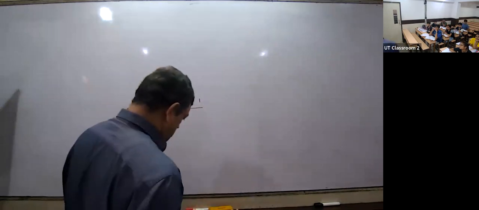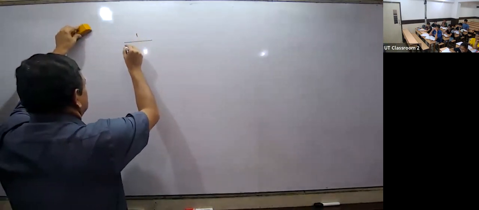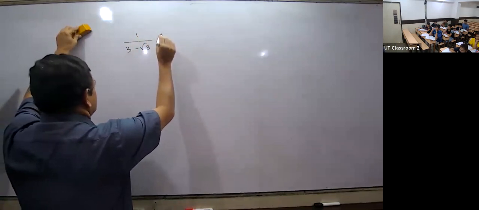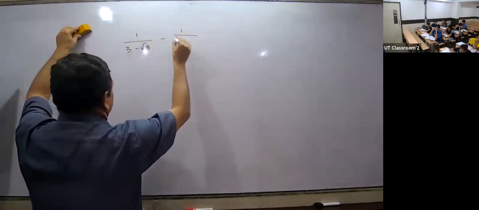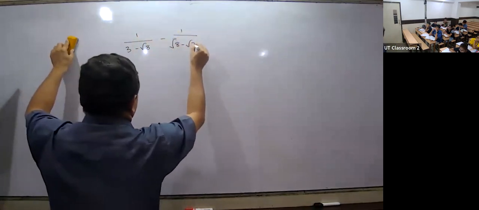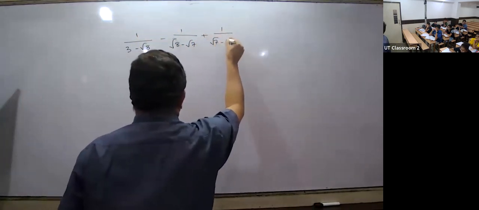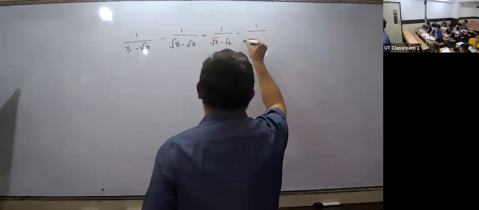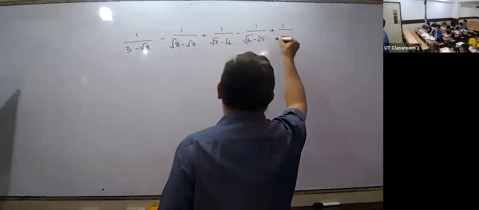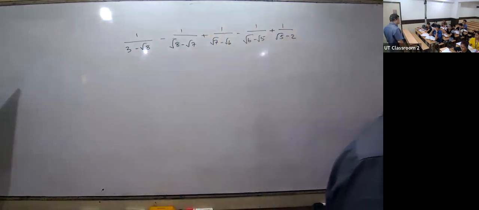What is the question given? 1 upon (3 minus root 8), minus 1 upon (root 8 minus root 7), plus 1 upon (root 7 minus root 6), minus 1 upon (root 6 minus root 5), plus 1 upon (root 5 minus 2), is equal to 5. This is the one you have to simplify.